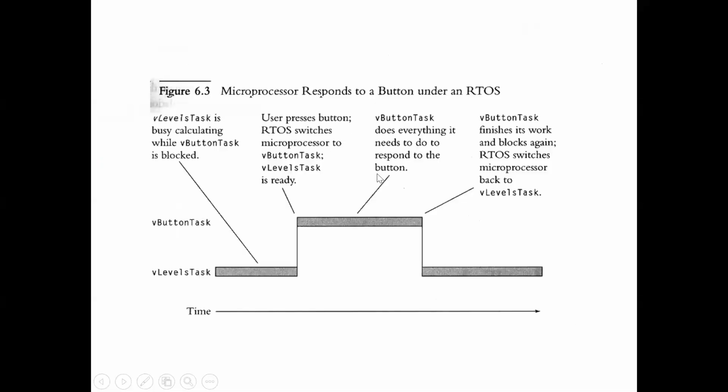Maybe I think now it is visible. So just see, a microprocessor responding to a button under an RTOS. Okay, so now this is what is called a graphical way to understand the RTOS. How your microprocessor will execute the first task, that is a level task, and the second task, a button task, and how it will switch from running state to blocked state, from blocked state to ready to run state, and from ready to run state again to running state.